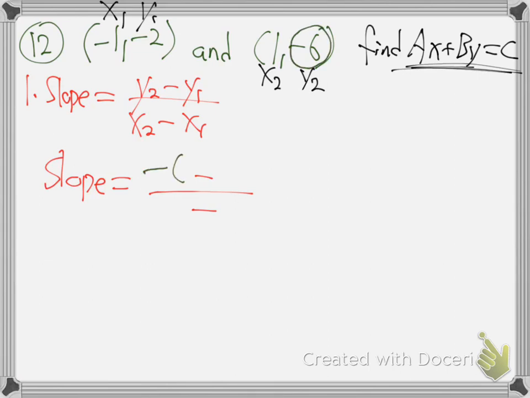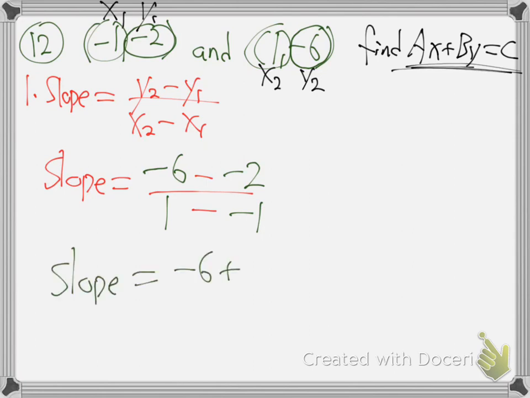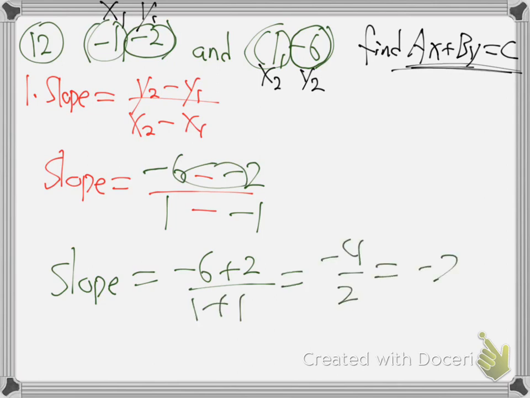y2, -6, minus y1, negative. Do the double negative thing there? Yeah. There's a minus from the formula plus the minus we plug in, over x2 minus x1. We good there? So that slope is -6 plus 2, right? Double negative is positive. 1 plus 1, what's that? -4/2. Yeah, go ahead and reduce it.